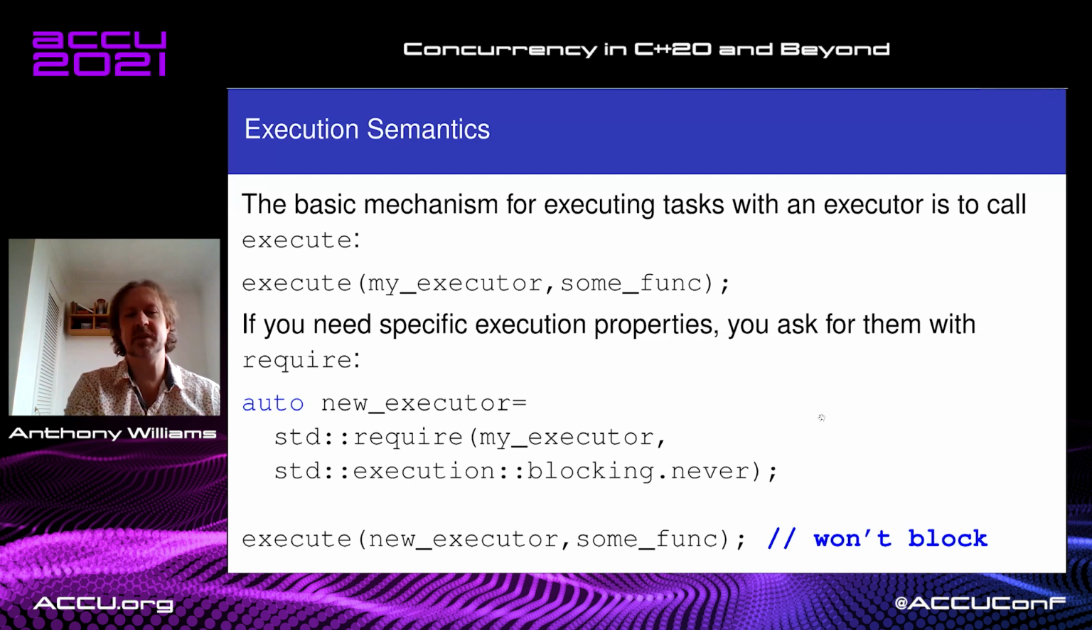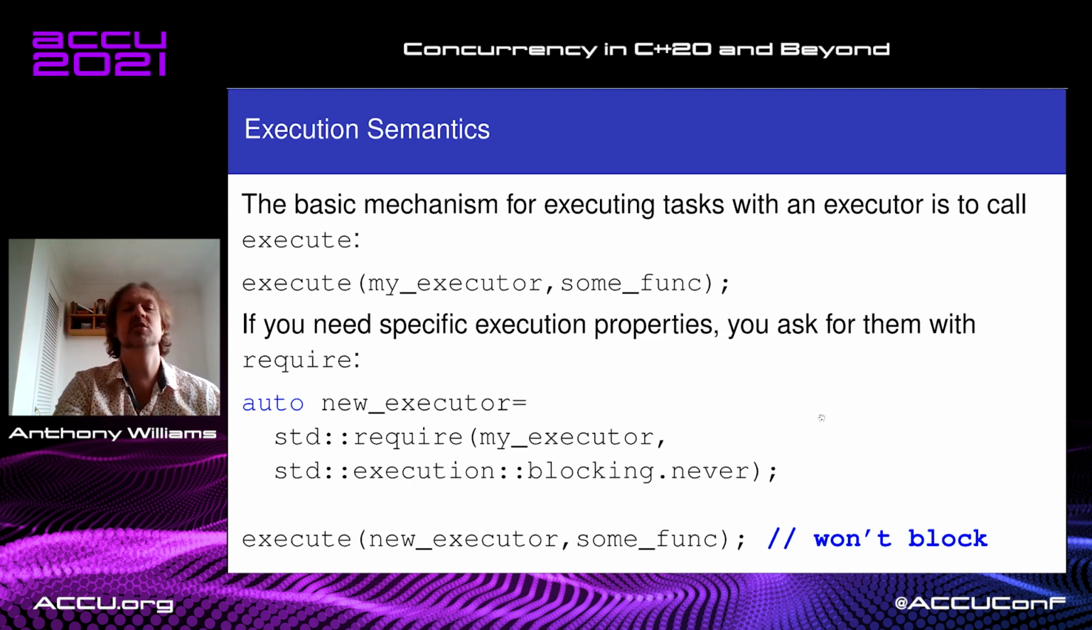If you need something specific from it, then you can use std::require to ask for a property. This is one of the things that is currently up for debate about how we're going to do this. But if you want to guarantee that your executor is always going to run your task somewhere else, so we're not going to block waiting for it, then you say, I want to require that my executor is never blocking. And then you've got a new executor that won't ever block. And the idea is that it will fail to compile if your executor doesn't provide you that choice. If you can't get that property, then it won't compile.